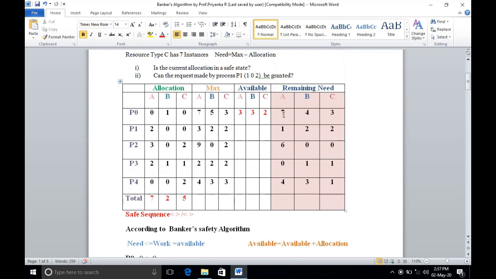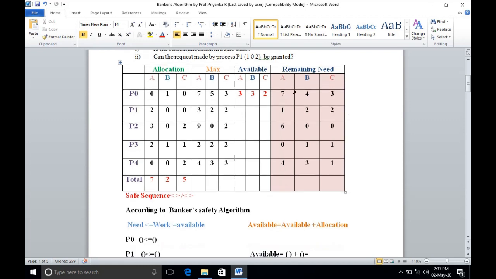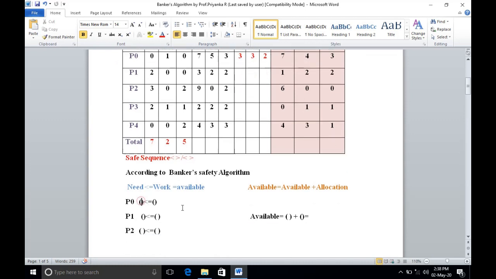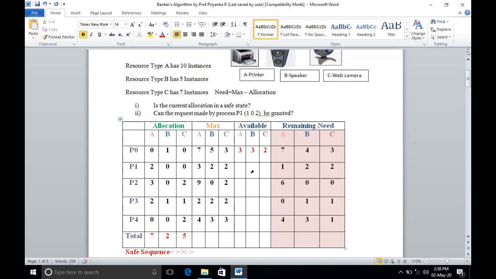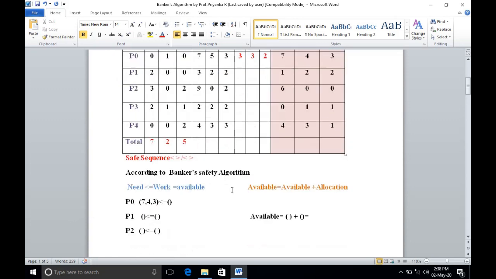So here we are seeing that the remaining need of process P0 is 7, 4, 3. According to the algorithm, we have to check whether need is lesser than or equal to the work, which I am equating to available. So 7, 4, 3. Is it lesser than or equal to the available resources we have? It is 3, 3 and 2.